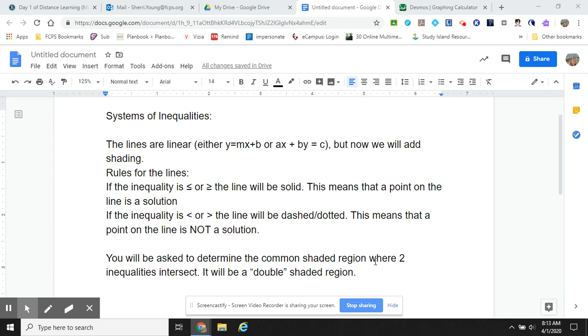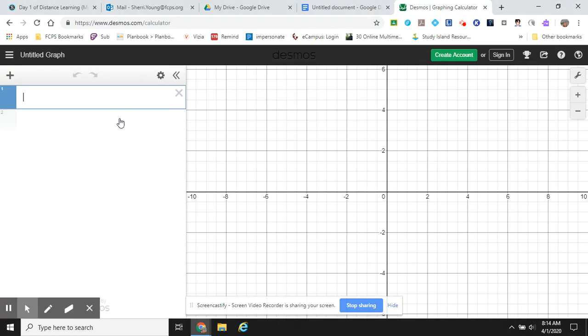You will be asked to determine the common shaded region where two inequalities intersect. It will be what I call a double shaded region. So I'm going to go over here to Desmos. In Desmos, you're actually going to type in the two inequalities that you're given. Make sure you type the whole thing.